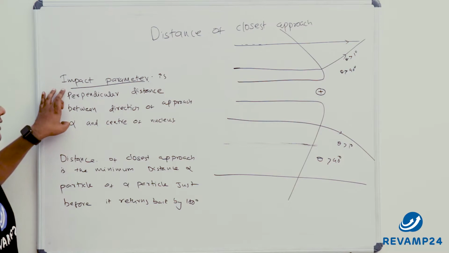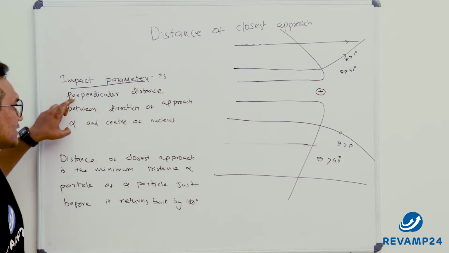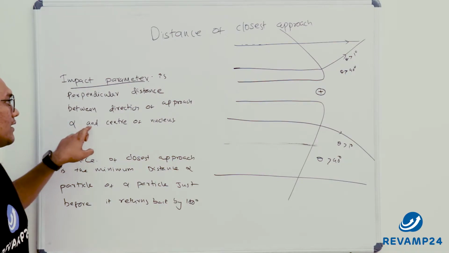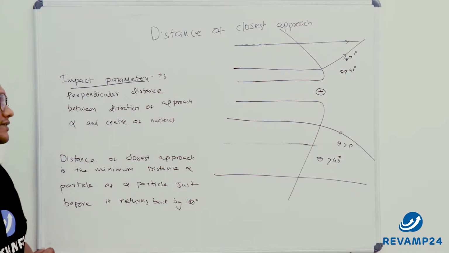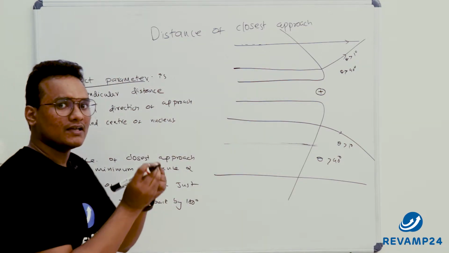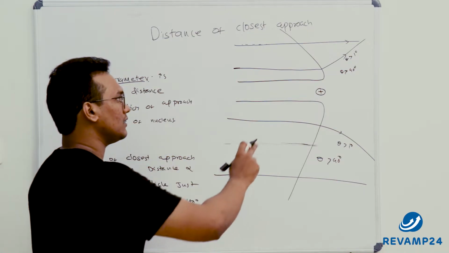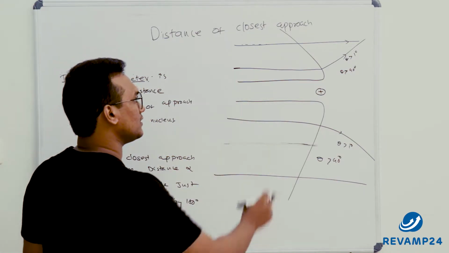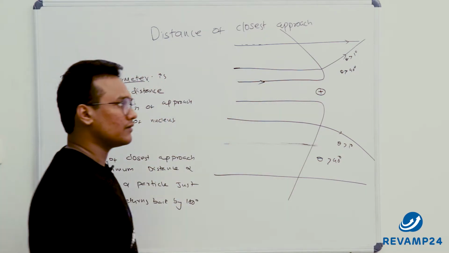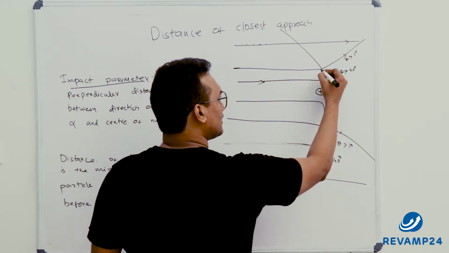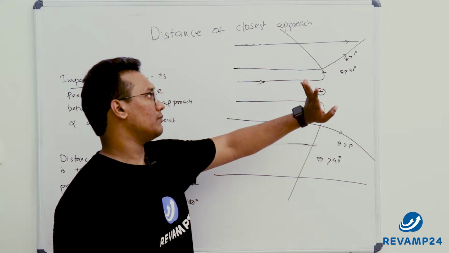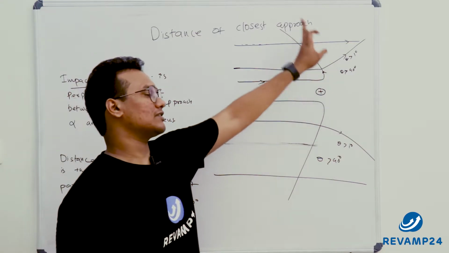The impact parameter is nothing but the perpendicular distance between the direction of approach of the alpha particle and the center of the nucleus. What is the direction of approach? That is nothing but the direction of initial velocity. Why are we talking about initial velocity? This alpha particle has an initial velocity in this direction. Once it reaches here, the direction of velocity changes. The magnitude may not change, but the direction has changed.